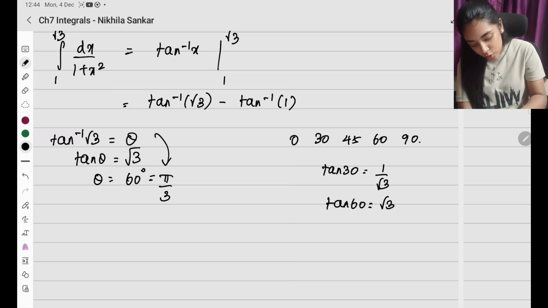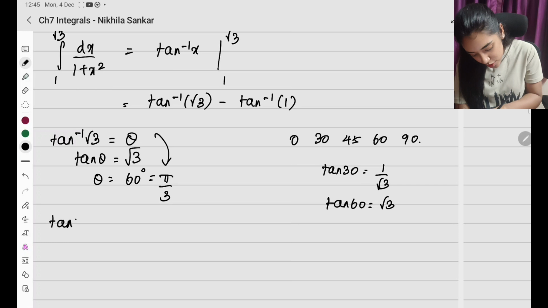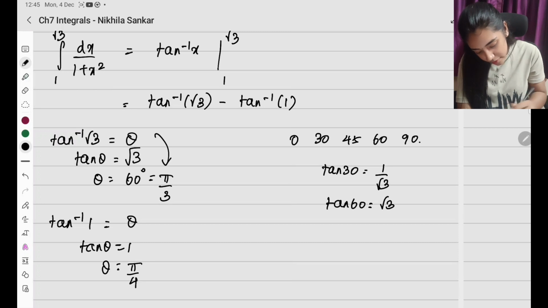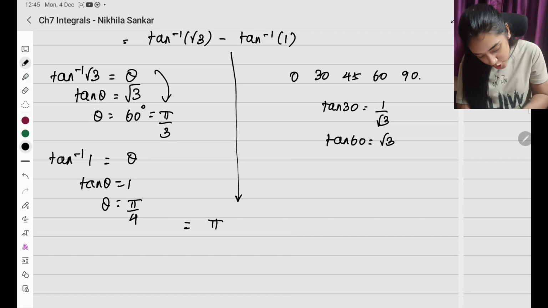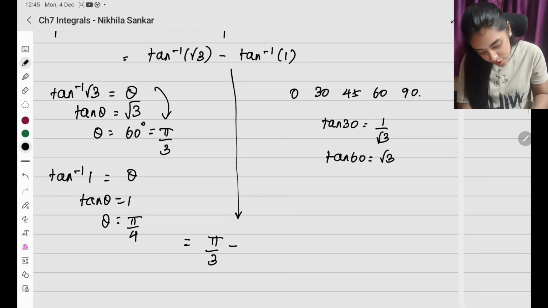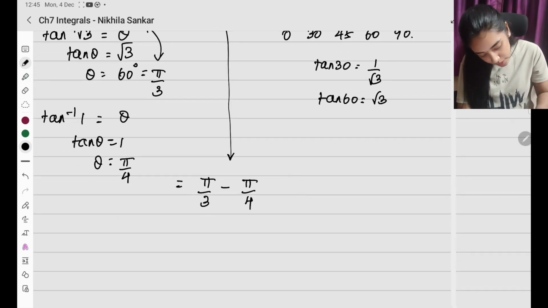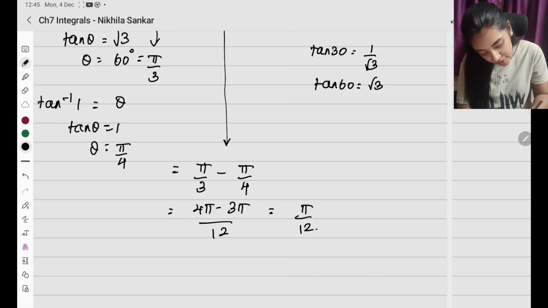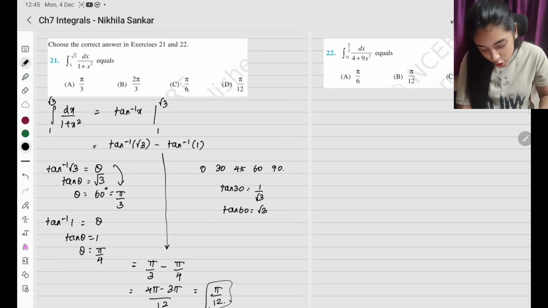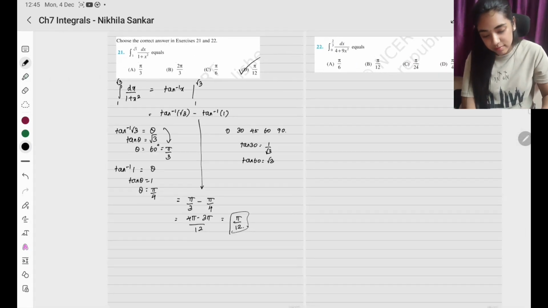So here we have found tan inverse of root 3. Now tan inverse of 1 is going to be theta. Tan theta equals 1, which means theta equals pi divided by 4. So this particular step I'm writing here. I have tan inverse of root 3 is pi by 3, minus tan inverse of 1, which is pi by 4. When I take the LCM, I have 4 pi minus 3 pi divided by 12, which is going to be pi divided by 12. So this is my answer. In the options, it is going to be option D. Okay, please copy.